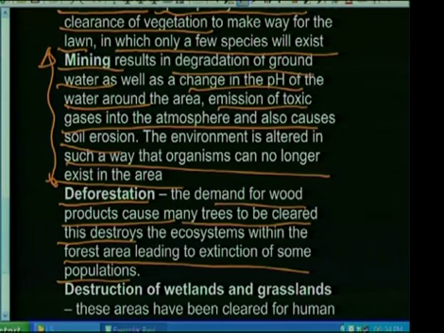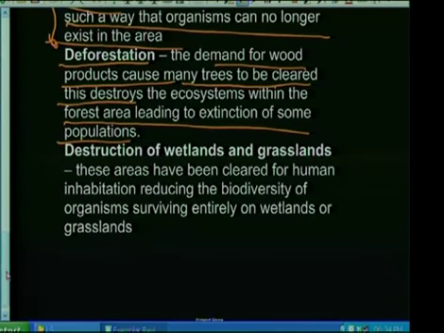The ecosystem within a forest area, leading to extinction of certain populations. Destruction of wetlands and grasslands. Again, these areas have been cleared for human inhabitation. Why? Because people want to live there. So we destroy the whole wetland or the grassland to build a little suburb, a group of townhouses, a cluster of homes, whatever you want to call it, or a little village for that matter.